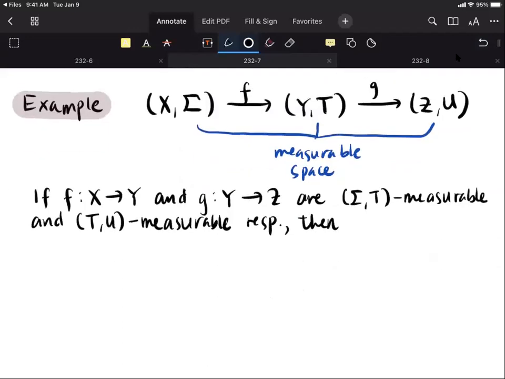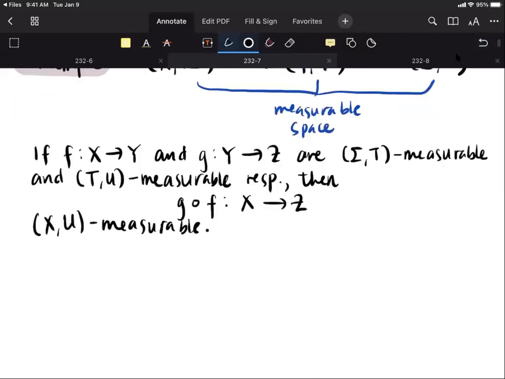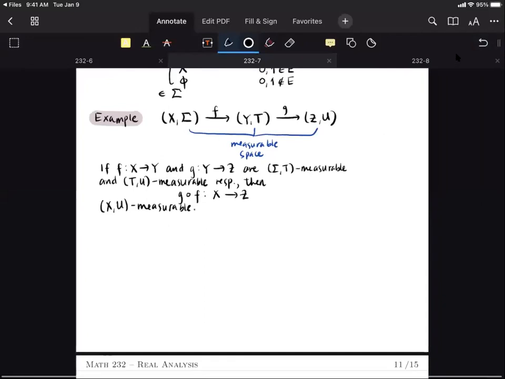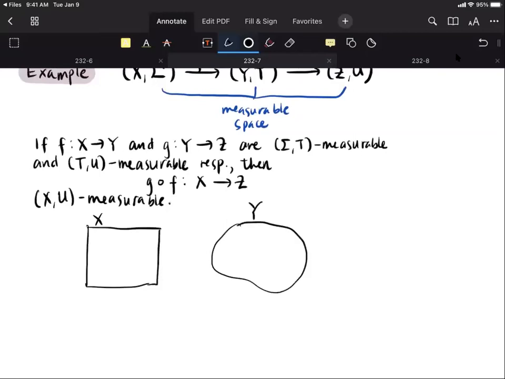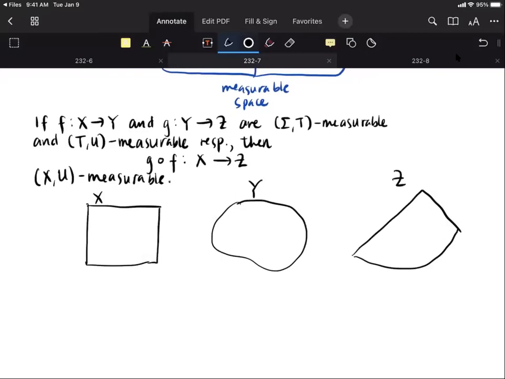then the composition, so that's the map F followed by G. So this is now a mapping from X to Z, I should say. Then this one is measurable with respect to the following sigma algebras, namely sigma and U. Okay, so let's say just to have an intuition, say this is X, this is Y, and let's say this is Z. To prove this, this is your map F, map G. This will be your composition.